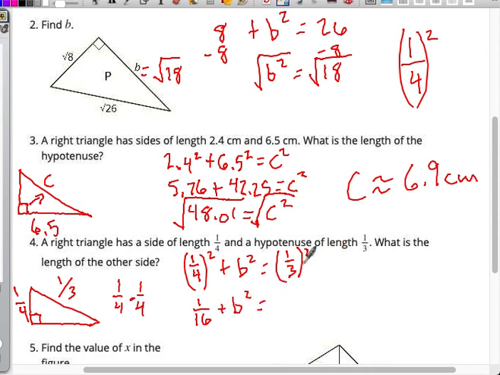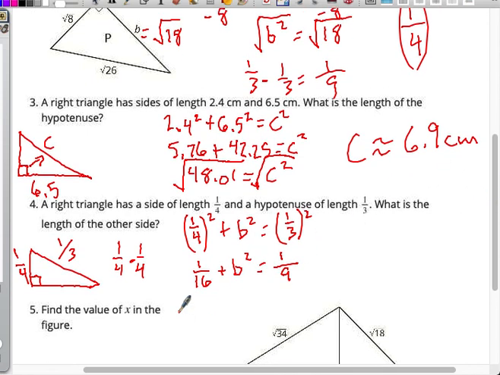And then 1/3 times 1/3 would be 1/9. 1 times 1 is 1, 3 times 3 is 9. 1/9. Okay. Now, the gray calculators that we've got in the room do fractions great. If we subtract, 1/9 minus 1/16, I would type that straight into a calculator because that's an ugly one. It comes out to b squared equals 7 over 144.